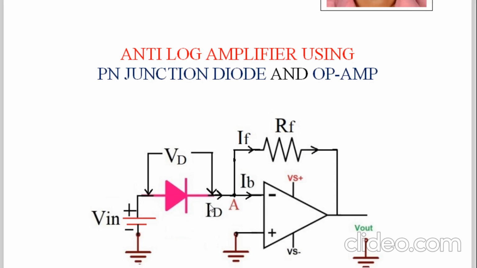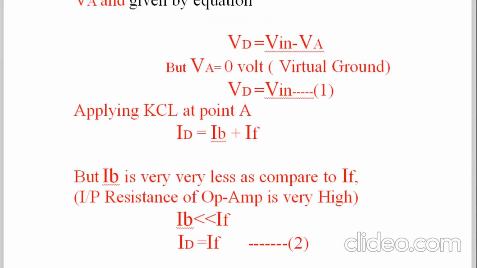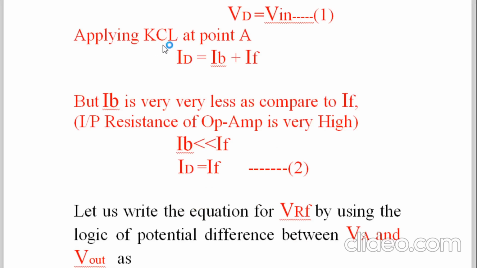Therefore we can write ID is the diode current, ID equal to IB plus IF. So here same thing is given. By applying Kirchhoff's current law at point A, we can write the input current ID is equal to the base current which is going to the op-amp plus the feedback current IF, which is going to the feedback resistor. But as I told you, IB is very less as compared to the feedback current.